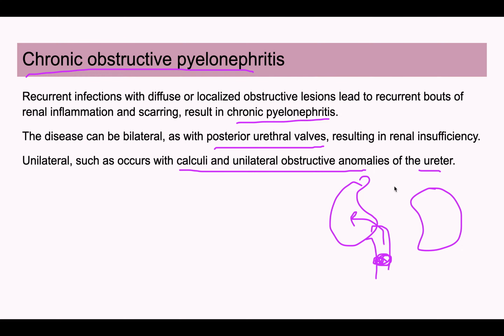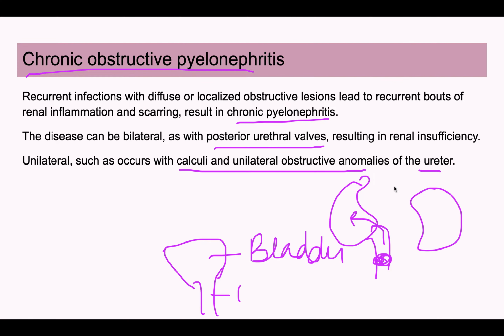Now what is a posterior urethral valve? It is not normally present. Here, this is the bladder and this is the urethra. In some children, especially boys, there is a valve, an extra tissue present, known as the posterior urethral valve, because of which the urine is not able to flow from the bladder to the urethra properly, and therefore there is obstruction. So this can again lead to chronic pyelonephritis.